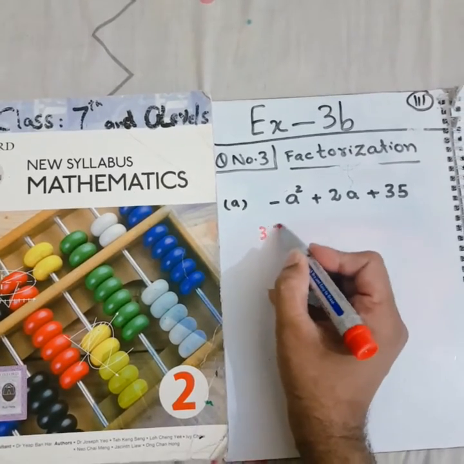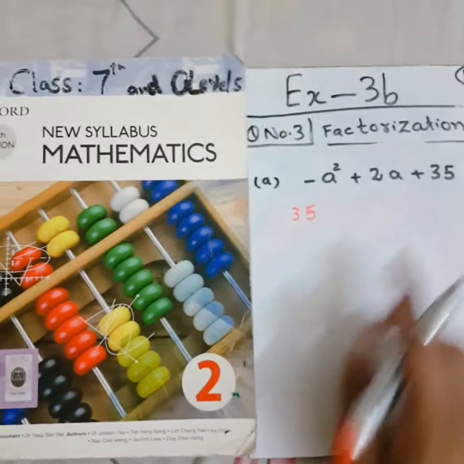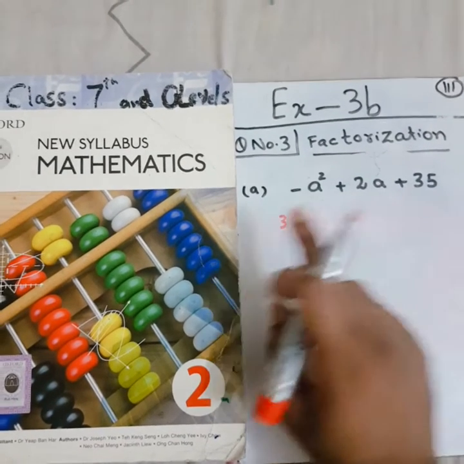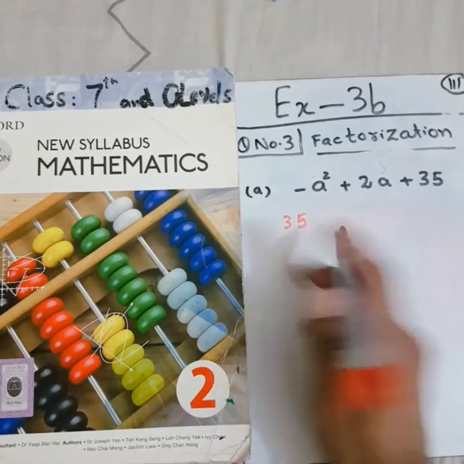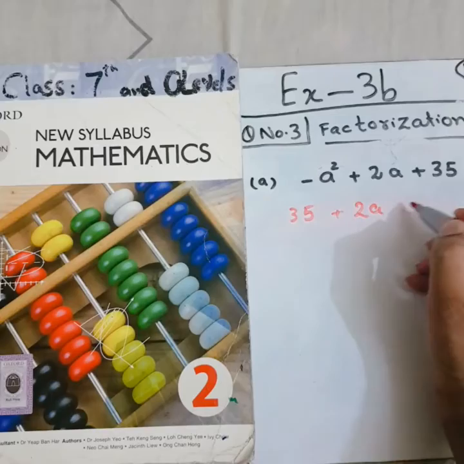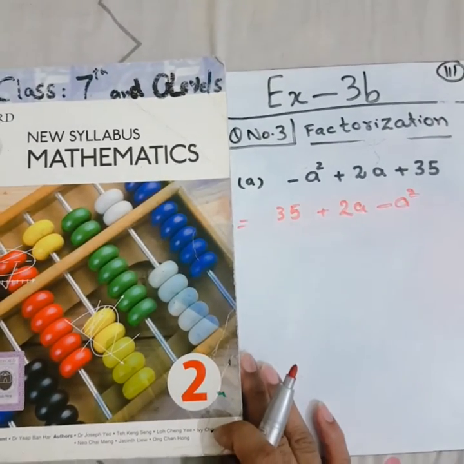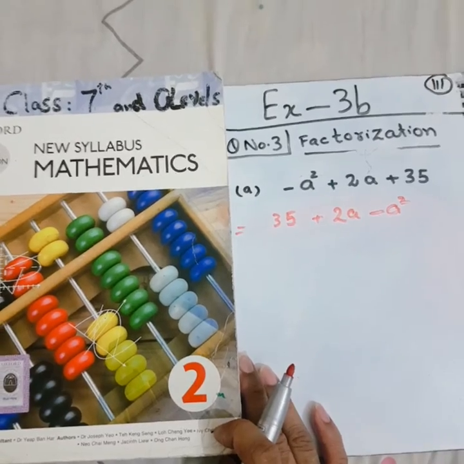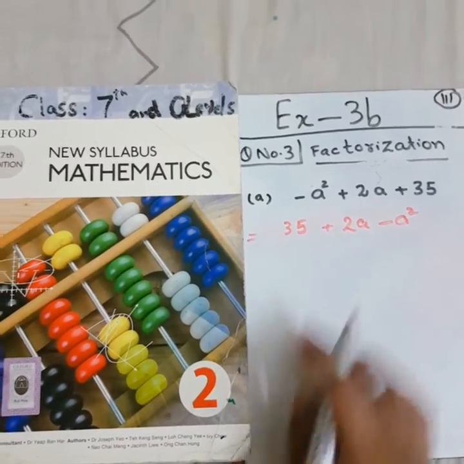35 should come here, so the positive value should appear in the start. 35 here is positive, and you don't need to place the positive sign in the start. Plus 2a will be there, and minus a square will move there. Okay, there is no effect on the balance of the question. The balance, or the weight, of the question is the same as it was.